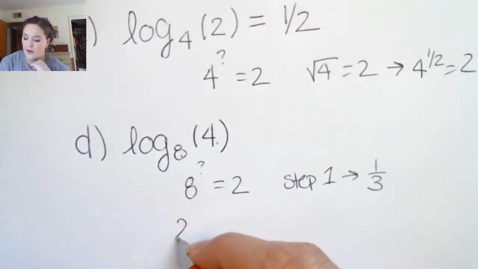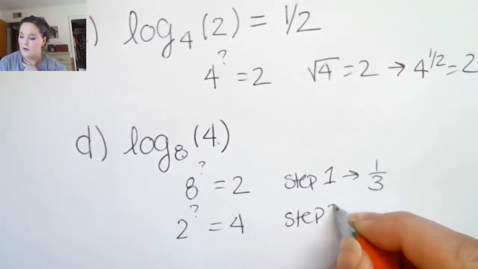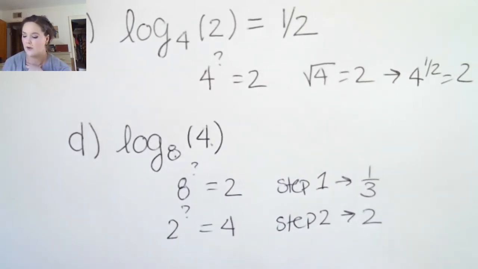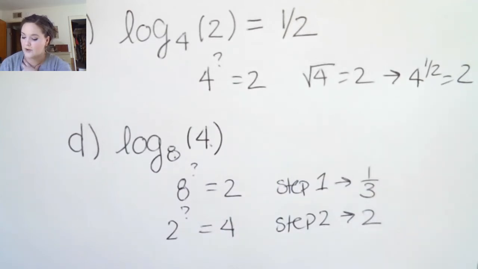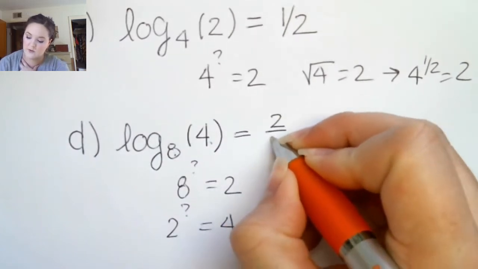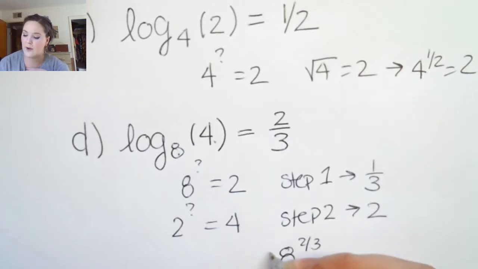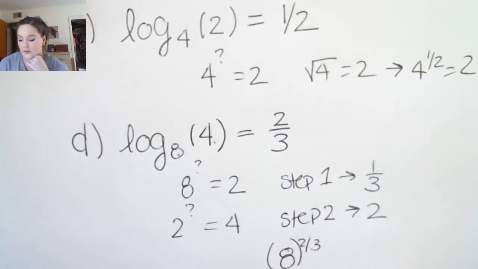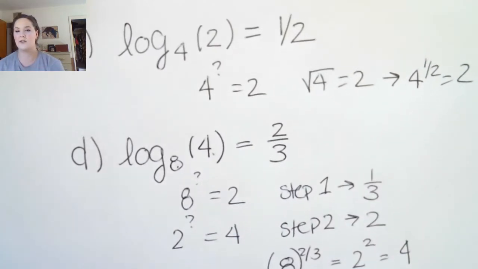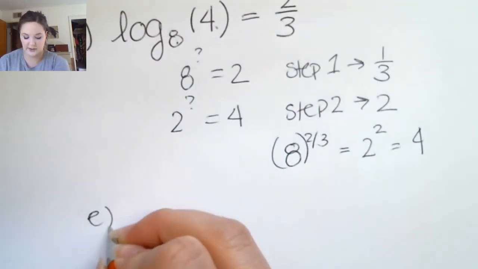Okay, and then when we have 2, we want to move to 4, so we know that's going to be a square. Okay, so our second step is this 2 power. Okay, so we're going to have 1/3 and then 2. We multiply them together to get 2/3, right? If you don't believe that, 8 to the 2/3 power, right? That's going to give you the cube root of 8, which is 2. 2 squared is 4, right? That's the lines that we're thinking along. Okay, let's do another example like that.